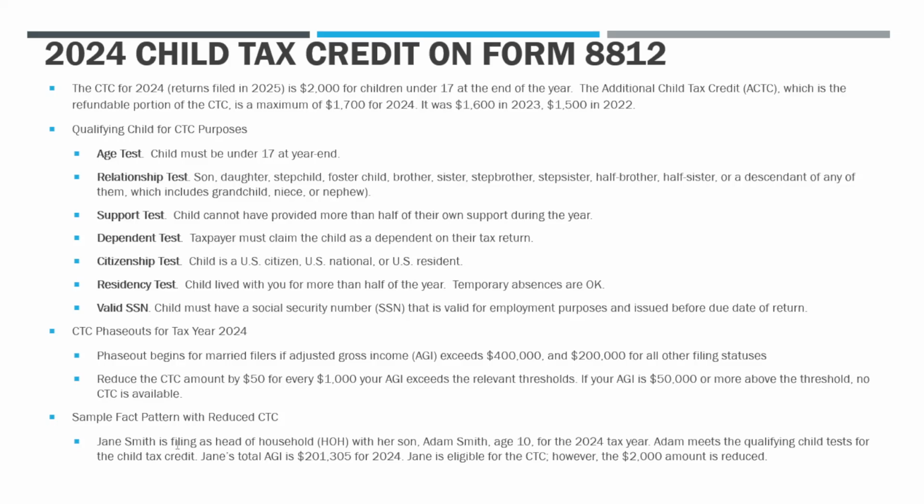All right, so let's look at the fact pattern. We've got Jane Smith here filing as head of household with her son, Adam Smith, who is 10 years old at the end of the year. Now Adam meets the qualifying child test for the credit, so Jane's going to go ahead and claim him. And her AGI for the year is $201,305, so she's going to be just above the threshold, and we'll get a look at how that credit amount is reduced.